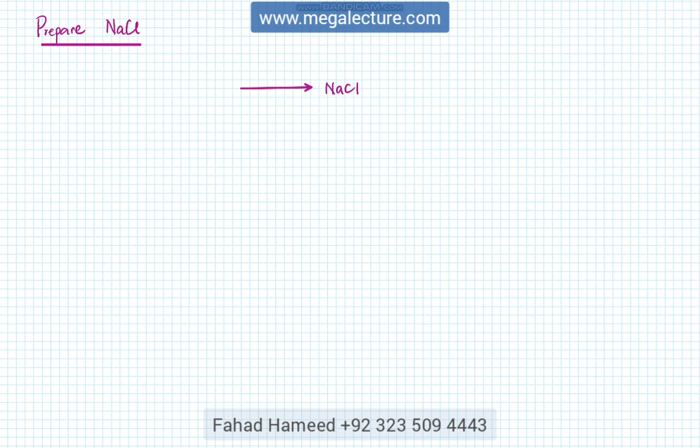Either I can go with metal plus acid. If I want to prepare NaCl, what metal should I use? That's going to be sodium metal, and I'm going to react it with what acid? It's very easy to figure out the acid because it's in the formula. It's got Cl in it. Which acid has Cl in it? That's going to be HCl. So metal plus acid would produce NaCl, and it will also produce H2 gas to go with it.